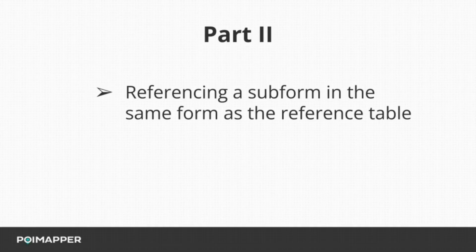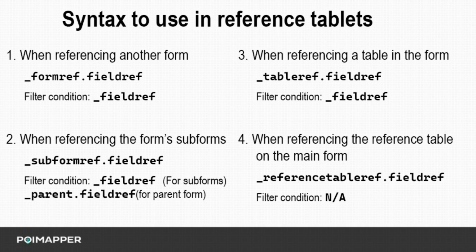Referencing a subform in the same form as the reference table. You start by selecting the subform from the Select Reference Form or Table field. To reference fields in the subform on calculated values in the columns of the reference table, you have to add a reference name to the subform, as it is usually empty by default. Then use the following syntax: underscore subform reference name dot field reference. To refer to a field in the subform in the filter condition, just use underscore field reference.